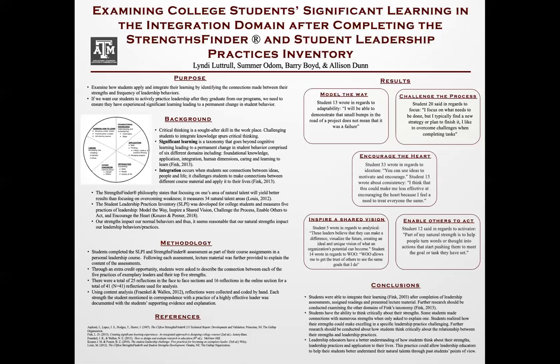There was a total of 25 reflections in the face-to-face section and 16 reflections in the online section, for a total of 41 reflections used for analysis. Using content analysis, reflections were collected and coded by hand. Each strength the student mentioned in correspondence with the practice of a highly effective leader was documented with the student's supporting evidence and explanation.